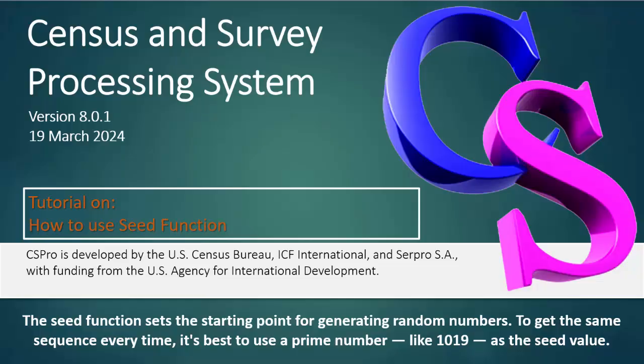In this tutorial, we will learn about the use of the seed function. The seed function sets the starting point for generating random numbers. To get the same sequence every time, it is best to use a prime number like 1019 or 29 or 41 as the seed value.